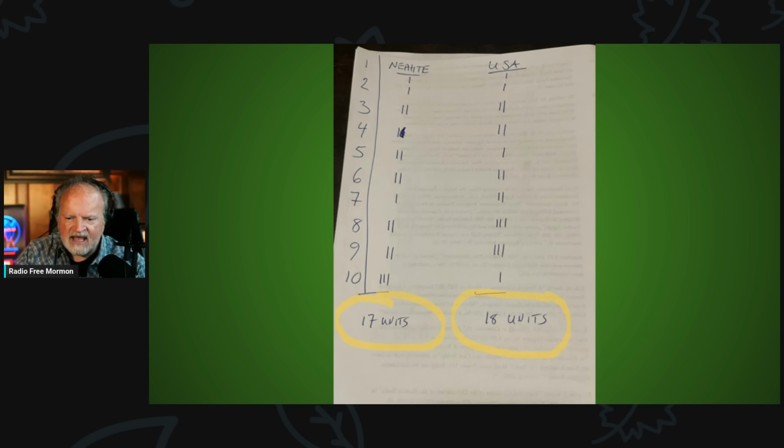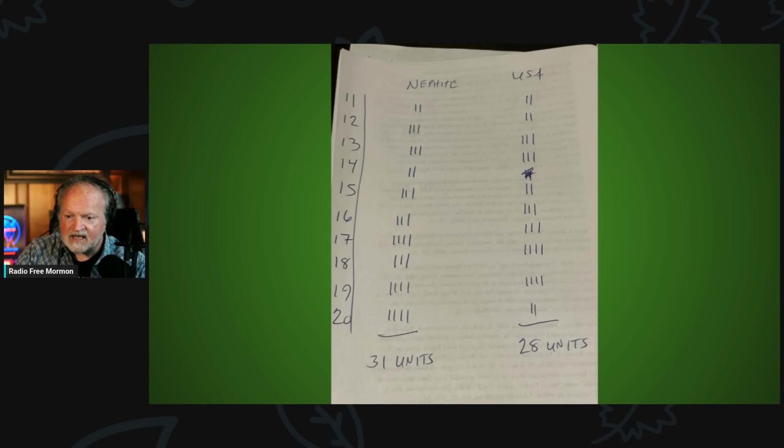So double check. Even 1 through 10, the Nephite system requires 17 total units, and the USA system requires 18 total units. So that's 1 more than the Nephite system. So it is more effective, even if it's 1 through 10, and even if we use a $2 bill. But the problem, of course, is that once you get to 10, you have to get to 10 before the $10 bill becomes effective. And that's going to come into play, especially when you go from 11 to 20 now, which is the second page.